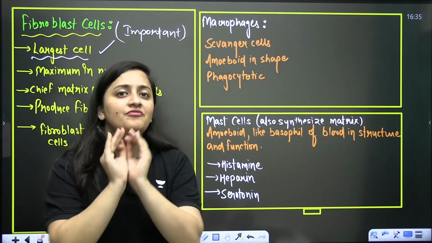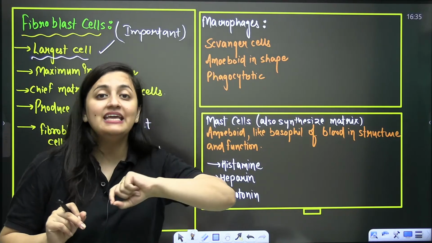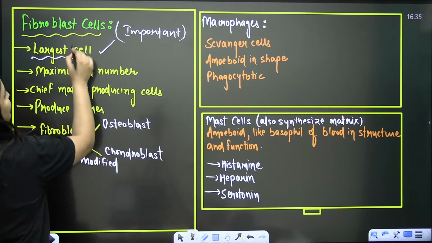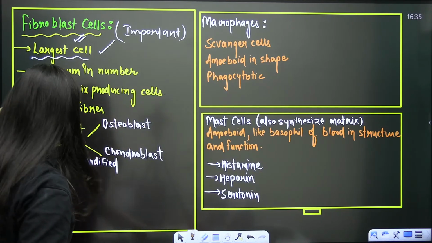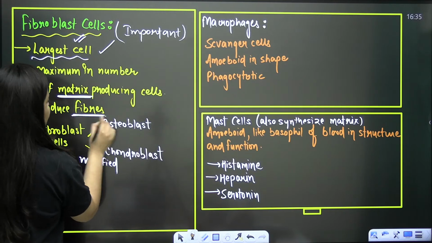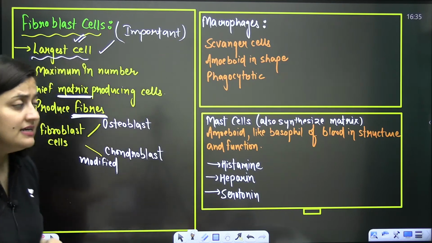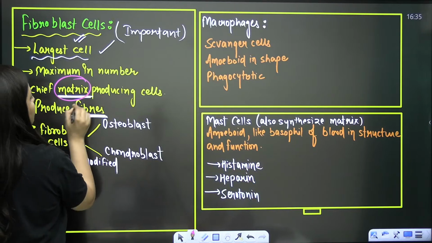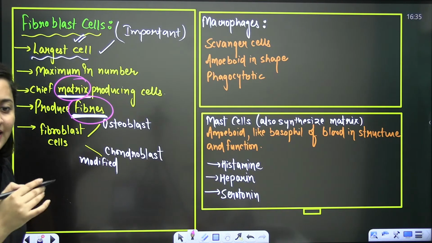From the fibroblast cells, NTA can ask you two important questions. What is their major role? No doubt it is the largest cell of the connective tissue. Its main role is to form matrix and to form fibers. It is going to form the matrix and the fibers.